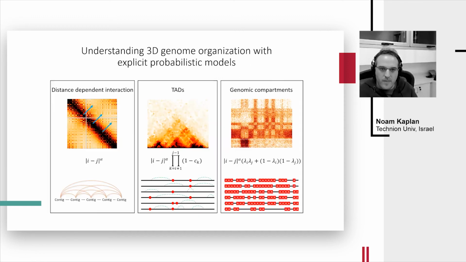Okay, so I'll just summarize by saying that we, again, understand, and understanding is modeling 3D genome organization with these explicit probabilistic models. We start with this very simple model, which can be used for genome assembly, and then we complicate it a little bit to add TADs, get TADs by insulation, and genomic compartments by adding states.